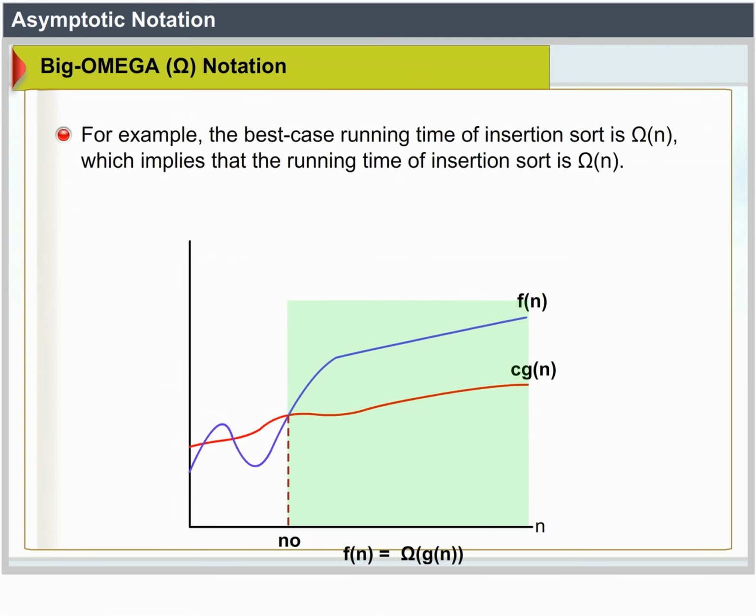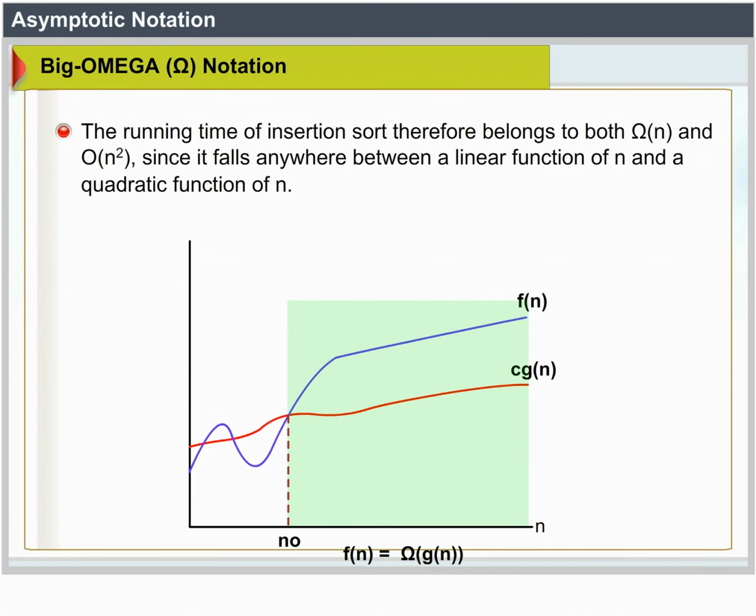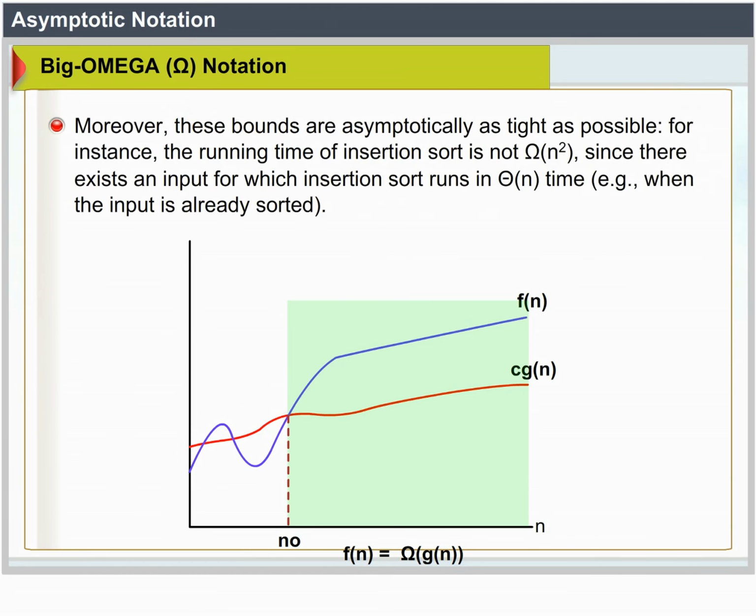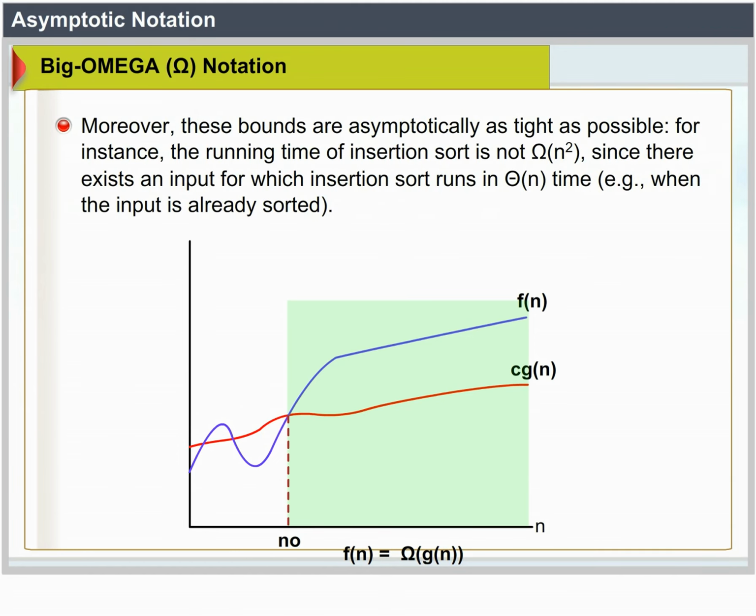For example, the best case running time of insertion sort is big omega of n. The running time of insertion sort, therefore, belongs to both big omega of n and big O of n square, since it falls anywhere between a linear function of n and a quadratic function of n. Moreover, these bounds are asymptotically as tight as possible.